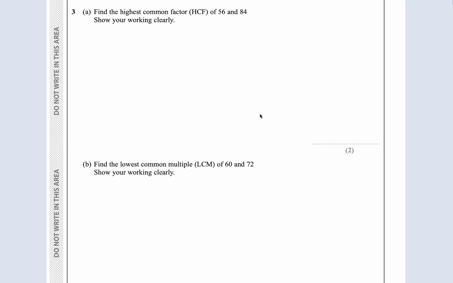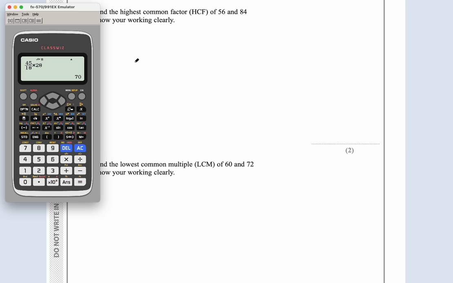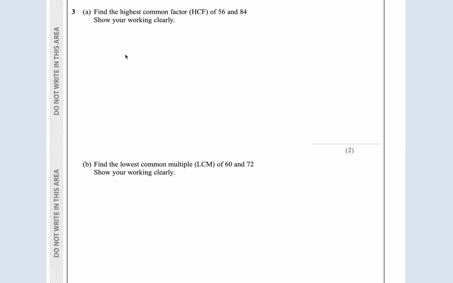Question 3. Highest common factor of 56 and 84. Show your working clearly. So guys, your calculator can do this. It can find the prime factors. But if it says show your working clearly, I'm going to draw the prime factor tree. 7 times 8. Then I break up 8 into 4 times 2. And I break up 4 into 2 times 2. So 56 equals 7 times 2 times 2 times 2. Then I do the same for 84.